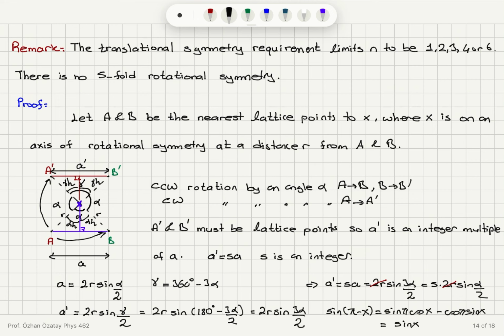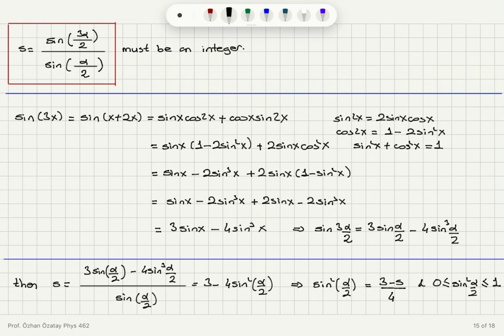Now, as I said, this a prime, the distance between the two lattice points A prime and B prime, must be an integer multiple of a, that is 2r sine 3 alpha over 2. This is my a prime distance, must be an integer multiple times 2r sine alpha over 2. So this is basically a, and this is a prime, so it's s times a. So that gives me the following requirement: sine 3 alpha over 2 to sine alpha over 2 ratio must be an integer.